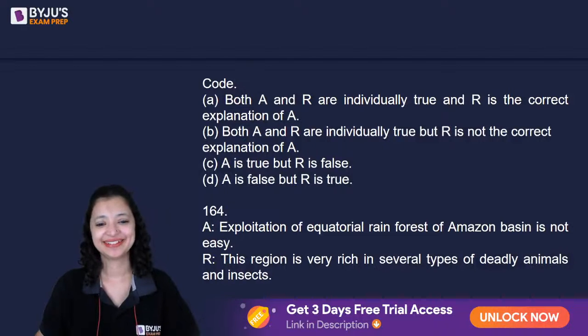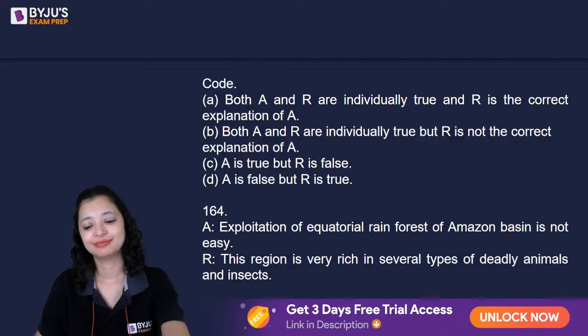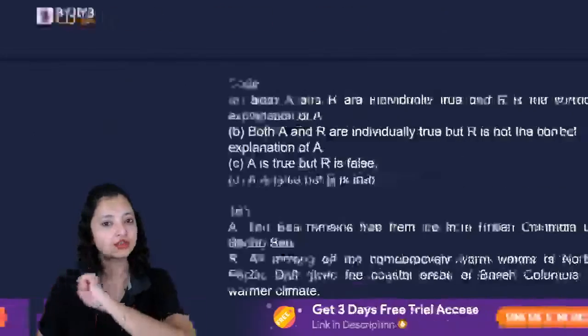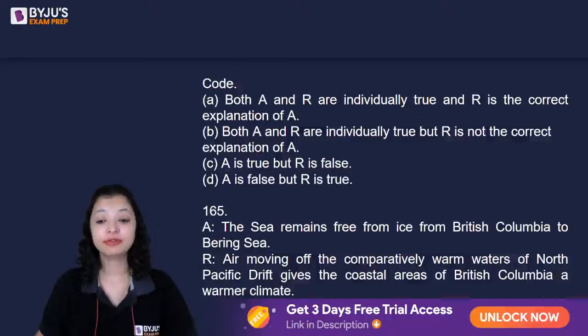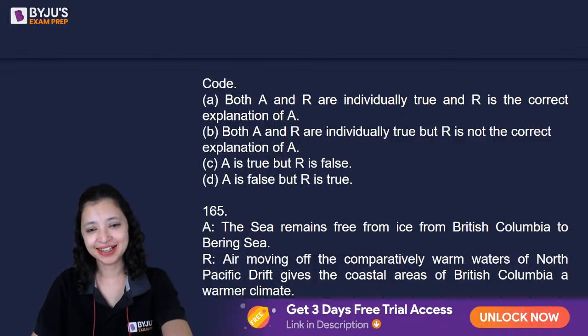Okay? That's 64. And the last question. The sea remains free from ice from British Columbia to Bering Sea. Air moving off the comparatively warm waters of North Pacific. Yeah, complete GK. Warm waters of North Pacific drift gives the coastal areas of British Columbia a warmer climate. आता है तो अटेम्प्ट करना, नहीं तो छोड़ देना है इसको. GK है complete.